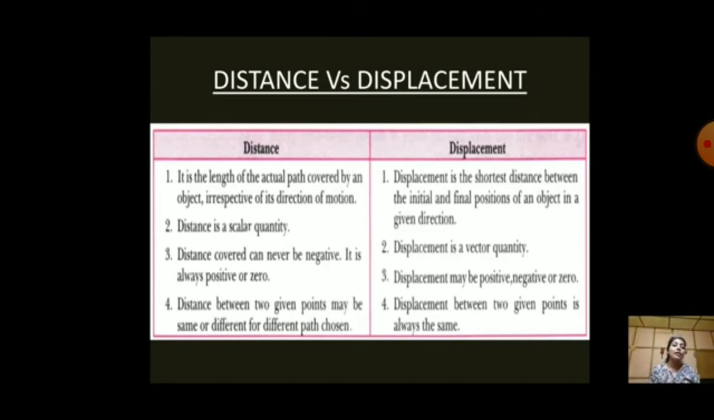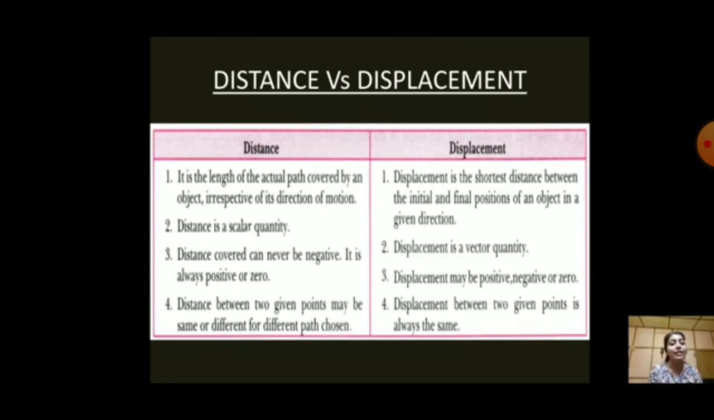However, displacement is the shortest distance between the initial and final position of an object in a given direction. That means in displacement, two things are important. It is the shortest distance between 2 positions, and it also tells us the direction in which the body is moving, whether towards east or west or left or right or upward or downward. But in distance nothing like that is mentioned.